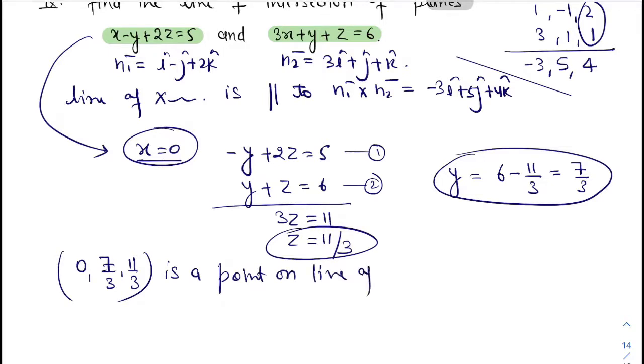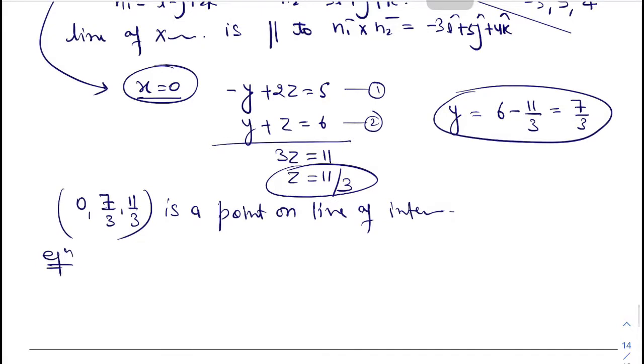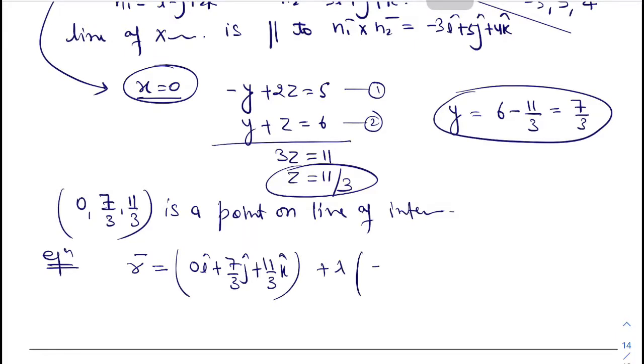So the equation, we can write it in vector form, r equal to a, that is 0 i cap plus 7 by 3 j cap plus 11 by 3 k cap, plus some lambda times the parallel vector, and the parallel vector was minus 3 i cap plus 5 j cap plus 4 k cap. So this is our answer.